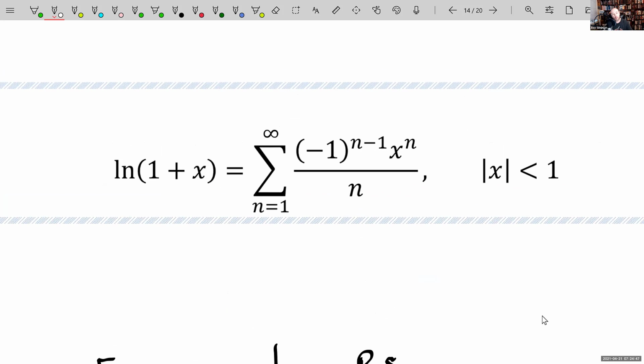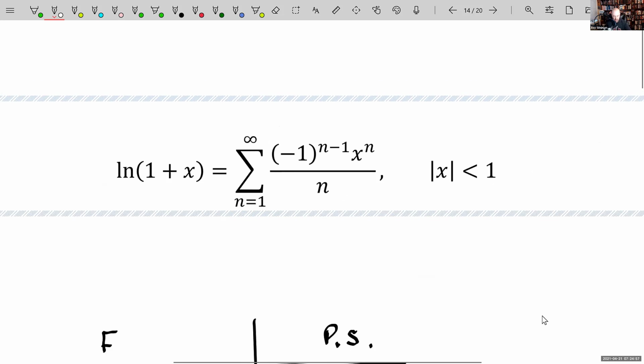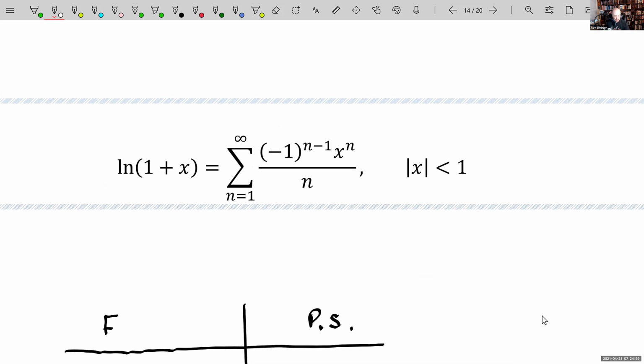So where we left off last time, we had proved that the natural log of 1 plus x is equal to this summation right here. And we also mentioned that the interval of convergence is -1 to 1, open interval of convergence. So interval of convergence on this is -1 to 1.